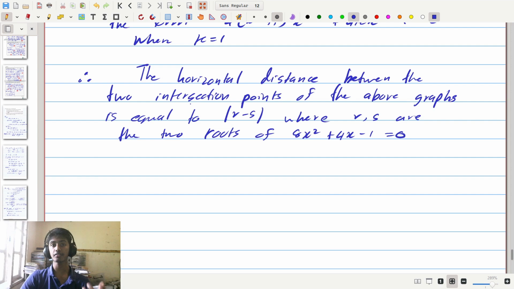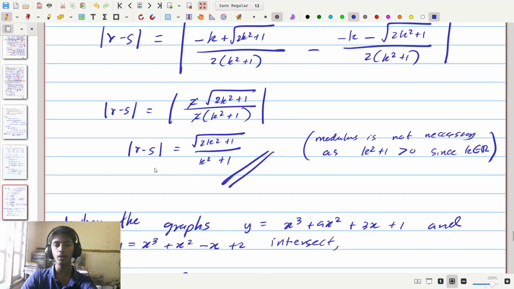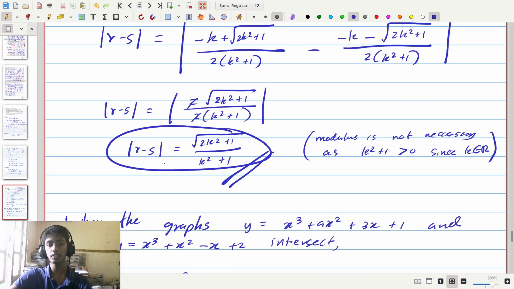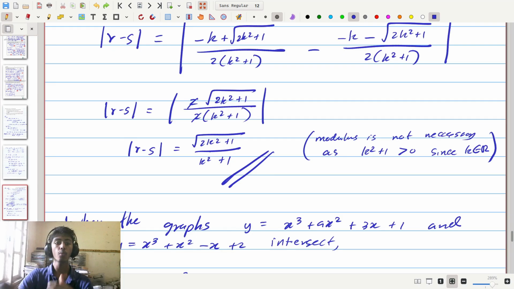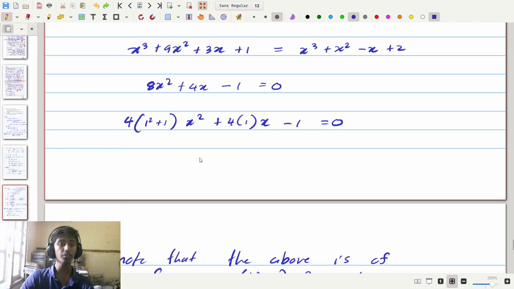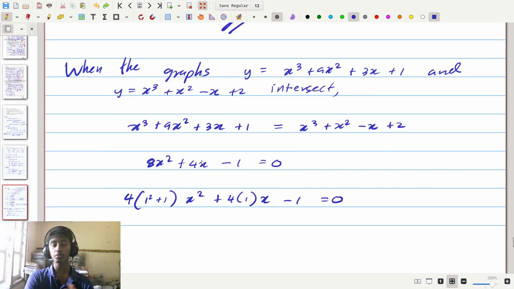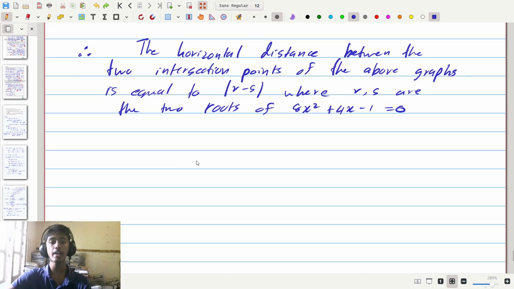So now that we have established this connection here, we can realize that the formula that we derived above was equal to this thing right here, and this thing right here is going to give us the solution that we're looking for. We are going to have to substitute the value of k equals 1 into this equation, and doing that, we're going to get the horizontal distance between the two roots of 8x squared plus 4x minus 1, which is going to be the horizontal distance between the two intersection points of the graphs of this graph and this graph. So now we can see we are coming full circle.